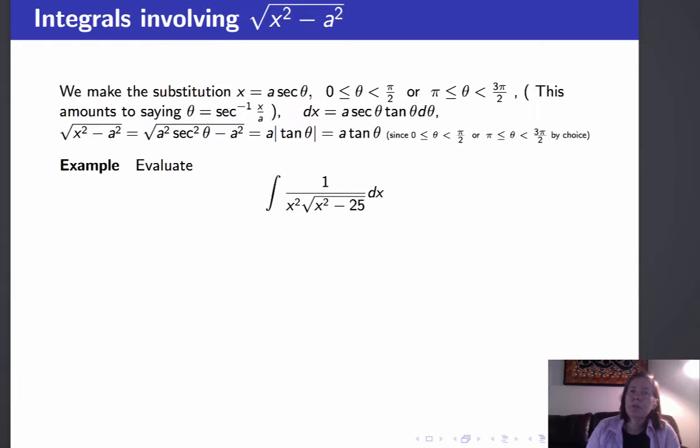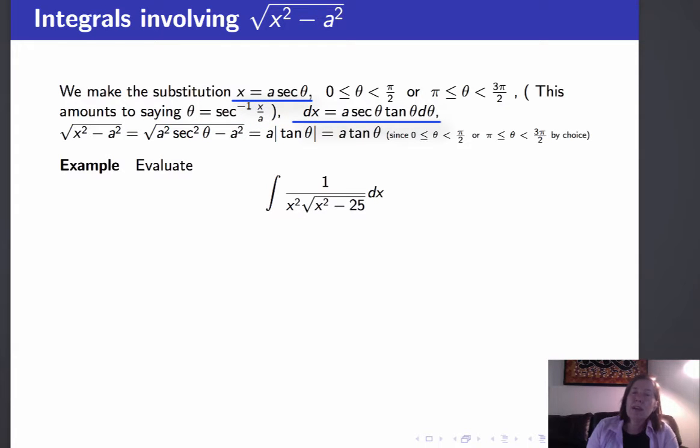Finally, we're going to look at integrals that require the substitution x equals a times secant of theta. So if the integral has the square root of x squared minus a squared in there, this is a good substitution to try. We're assuming here that the angle is either between 0 and pi over 2 or pi and 3 pi over 2. This is the domain of the restricted secant function. This means that we're making the substitution theta equals secant inverse x over a.